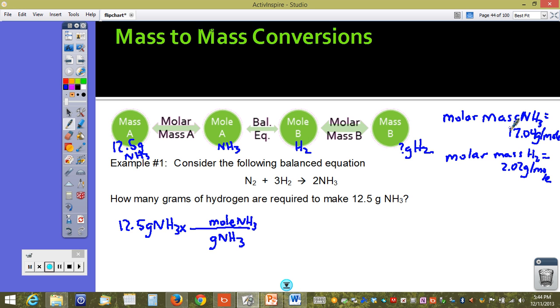Then we stop and we look at the molar mass to figure out what numbers to put where. The molar mass is 17.04 grams, so the 17.04 goes with the grams. 1 mole goes on the top. Next, because we're not done, we've only gone one step. We're going to go from moles of NH3 to moles of H2. Moles of NH3 has to drop down so it can cancel.